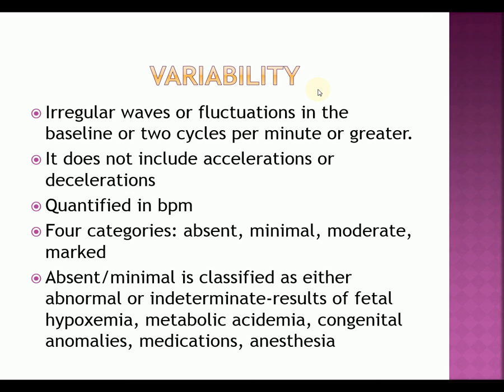But what I want you to be sure to do is to read what's down there, because it tells you that absence means that there is absolutely no amplitude whatsoever. Minimum amplitude range, B, which is minimum variability, it's going to be the amplitude is detectable in less than 5 beats per minute. And C is 6 to 25 beats per minute. And then D is greater than 25 beats per minute.